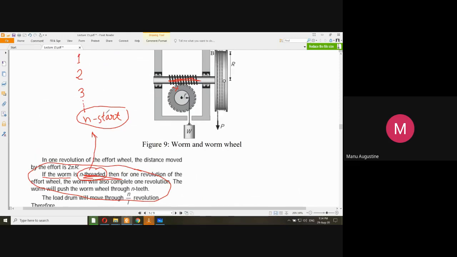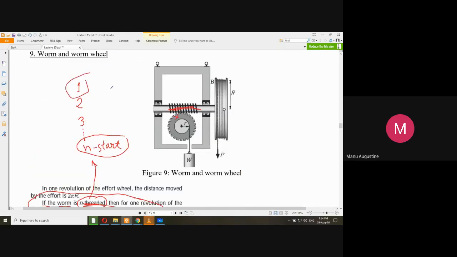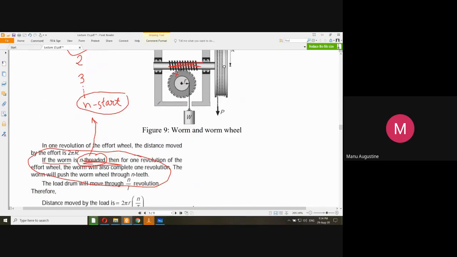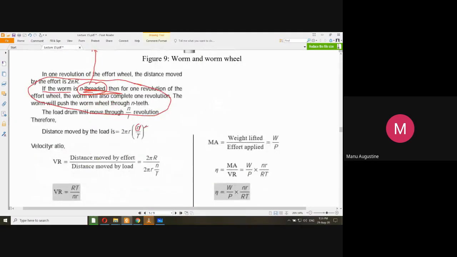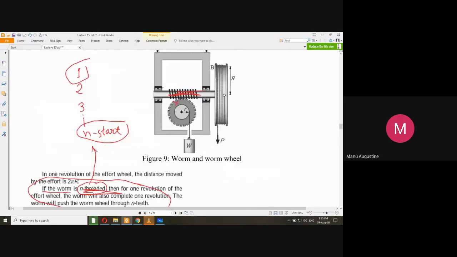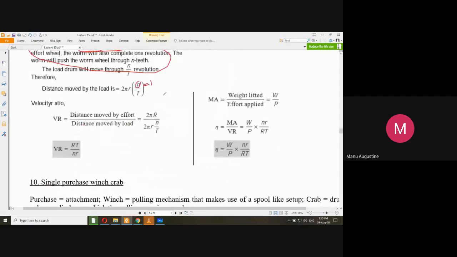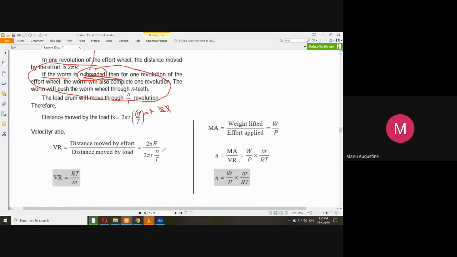So the number of starts could be 1. If it is a single start worm, then in your equations you put n equal to 1. If it is a double start worm, then in your equations you put n is equal to 2. If it is a triple start, then put n is equal to 3. In this way, you have to decide what will be placed at the location wherever you see small n. But anyway, we will come to the derivation right now.